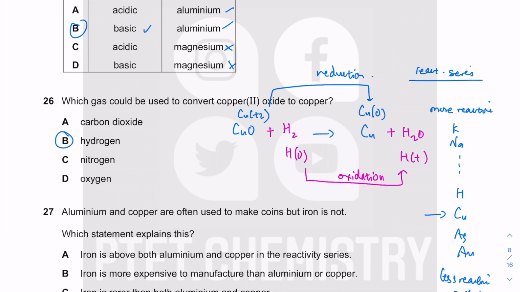We could use molecular hydrogen, not nitrogen. Nitrogen is a fairly unreactive gas. It's already an oxide, so there's no point reacting with oxygen. It's no good doing it with carbon dioxide either. Hydrogen is not the best reducing agent, but it's suitable to reduce copper 2 to copper 0.